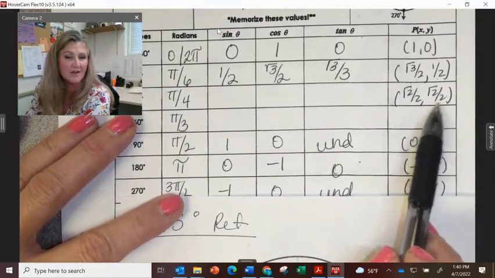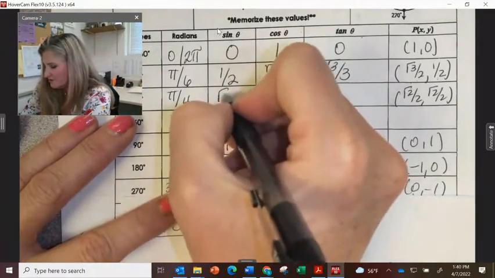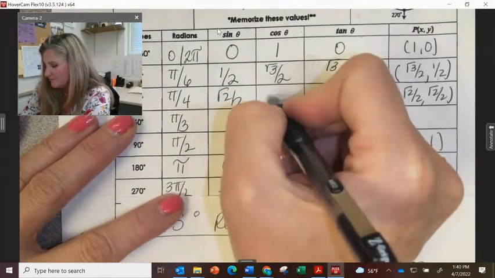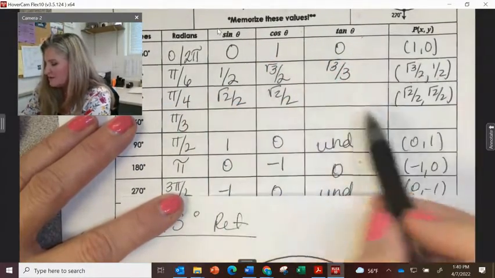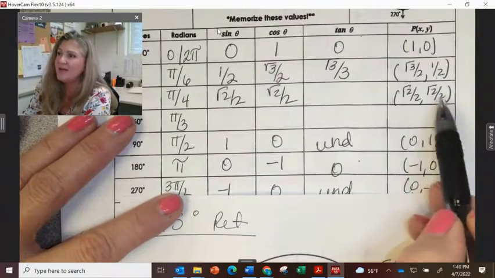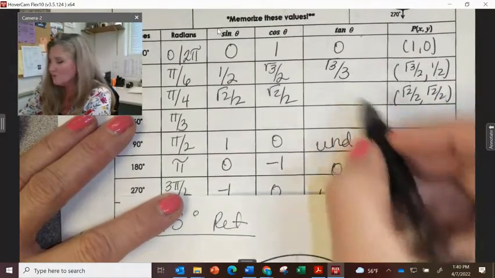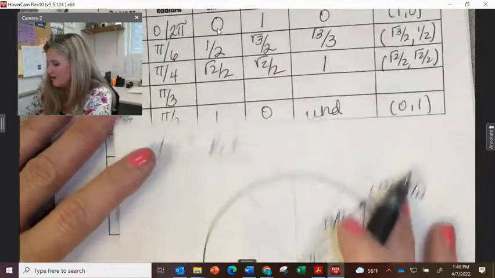So what's the y value? Radical 2 over 2. What's the cosine? What is the tangent? What's anything divided by itself? Y over x. 1. Good. All right.